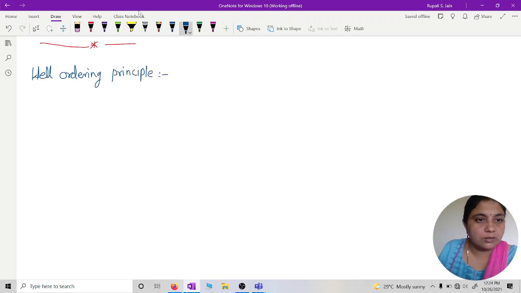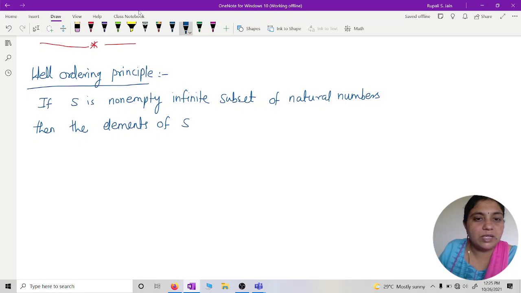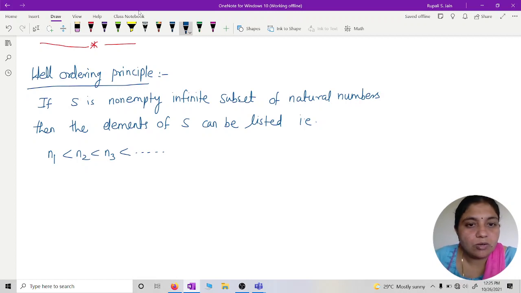What it says is that if S is a non-empty infinite subset of natural numbers, then the elements of S can be listed. That is, say n1 < n2 < n3 and so on. If S is a non-empty infinite subset of natural numbers, then we can arrange or list the elements of that S in the following order. Is that okay?